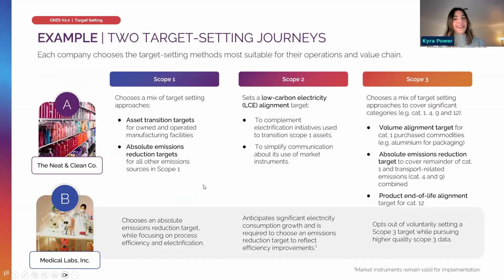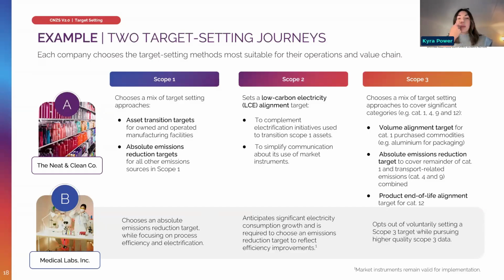As you might expect, our large consumer packaged goods company selects a mix of target setting types in scopes 1 and 3 to reflect the diverse activities both within the company's own operations and within their expansive value chain. In scope 1, they chose to set a new asset transition target for the few large manufacturing facilities that they actually own and operate. For all other scope 1 emissions, they set an absolute emissions reduction target as they do not meet the threshold for sector-specific approaches.